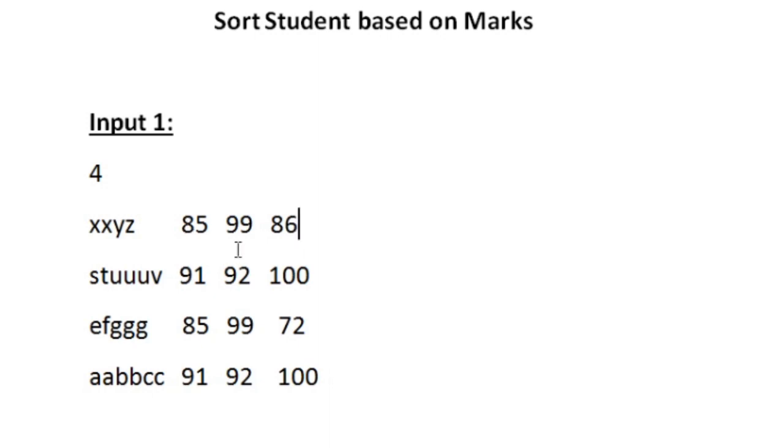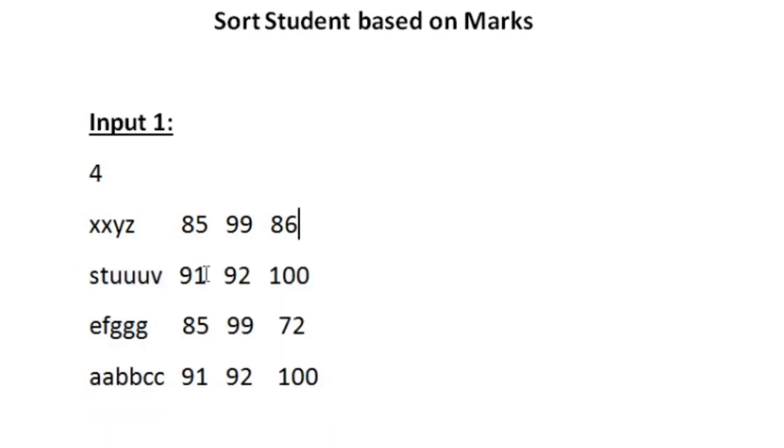And if two or more students have also obtained the same marks in Maths as well as Physics, then those students must be sorted according to their marks obtained in Chemistry. And finally, if two or more students have obtained the same marks in all the three subjects, then those students must be sorted according to their name in ascending order. So let us sort this input.